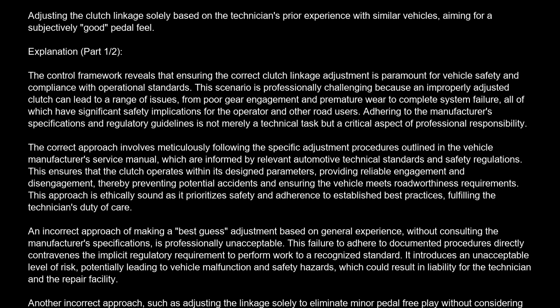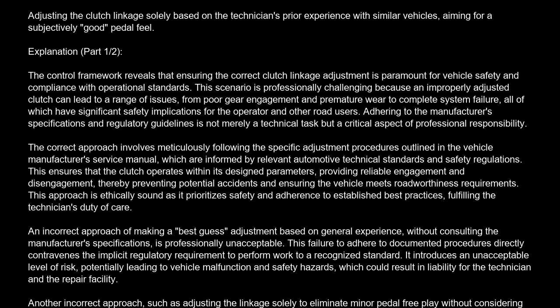feel. Explanation. The control framework reveals that ensuring the correct clutch linkage adjustment is paramount for vehicle safety and compliance with operational standards. This scenario is professionally challenging because an improperly adjusted clutch can lead to a range of issues, from poor gear engagement and premature wear to complete system failure, all of which have significant safety implications for the operator and other road users.